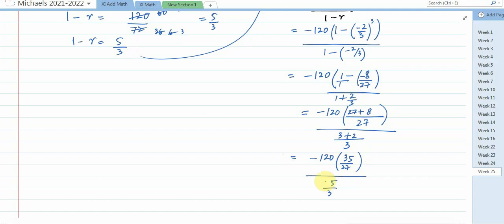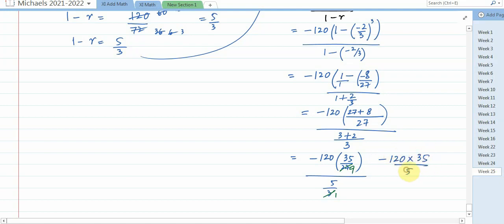Now we can simplify here. 3 1s are 3 and 3 9s are 27. So what is the leftover part we have? It's minus 120 times 35 divided by 5. 5 1s are 5, 5 7s are 35. So 7 into 120, that is 840. So you have a value negative 840.